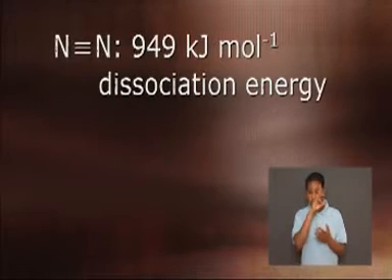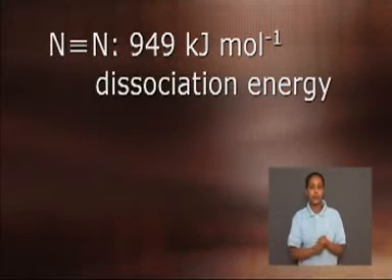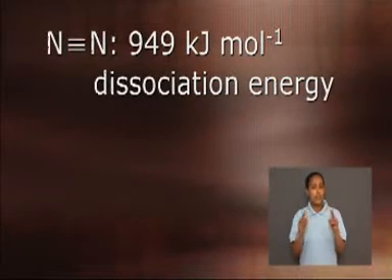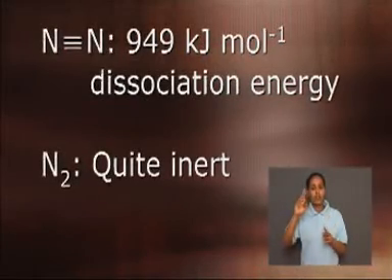This is because nitrogen's triple bond has large dissociation energy, which means that the bond is very strong, and nitrogen is quite inert. We learned about fixation in our last lesson. In order for nitrogen to be transformed into a usable form, it must go through fixation. Nitrogen fixation refers to the conversion of nitrogen gas into nitrogen compounds.